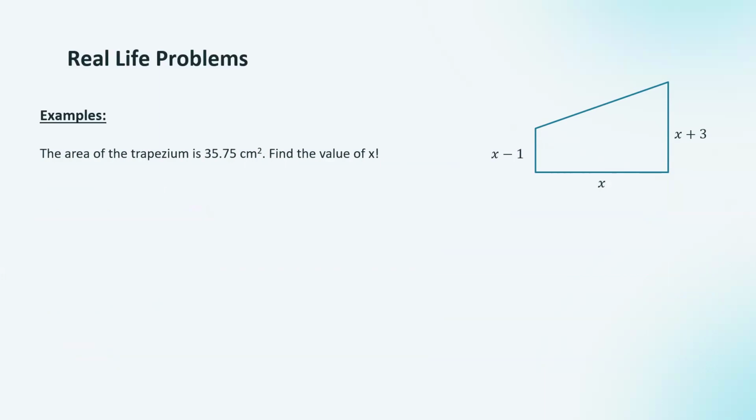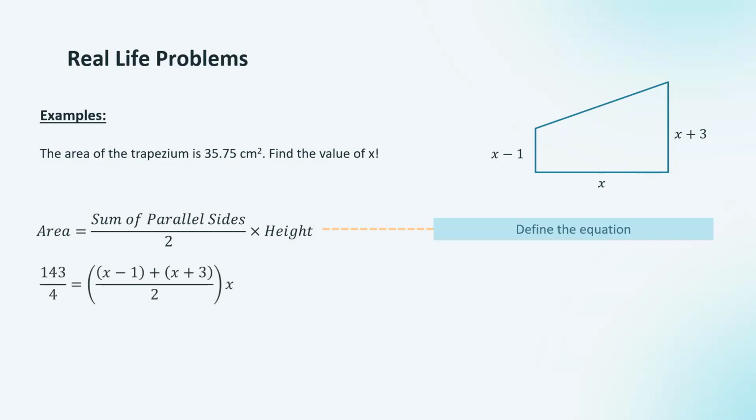Okay? So let's try to take a look at the next example. The next example, we are going to look at the area of the trapezium is 35.75 centimeters squared, and we need to find the value of x from this figure. Okay, so again, we need to find an equation based on the information in the problem. So the problem gives us info about the area, so we need to write out the formula for the area, especially for a trapezium. And then we can try to plug in the variables.